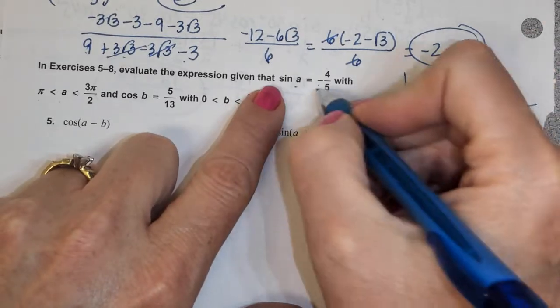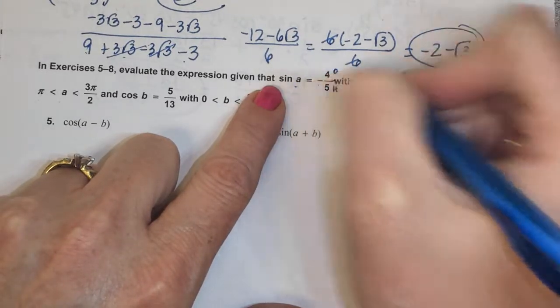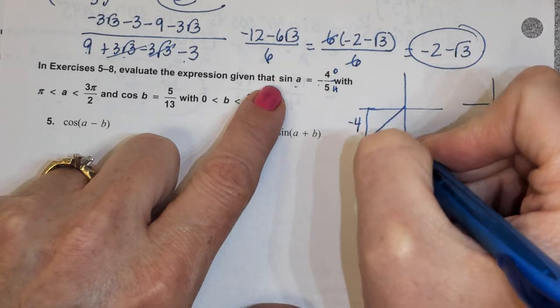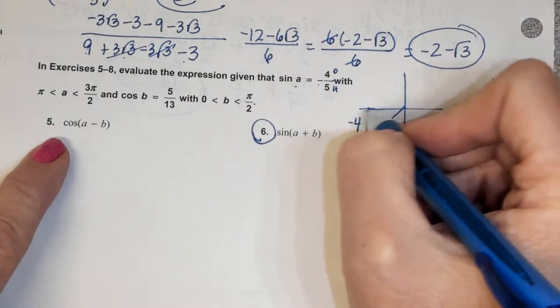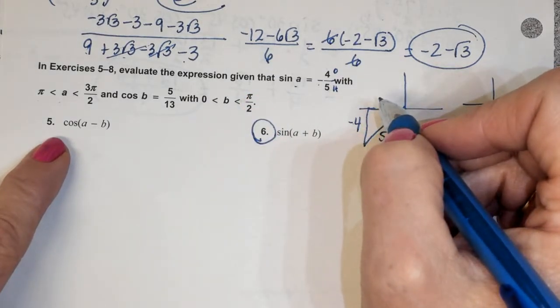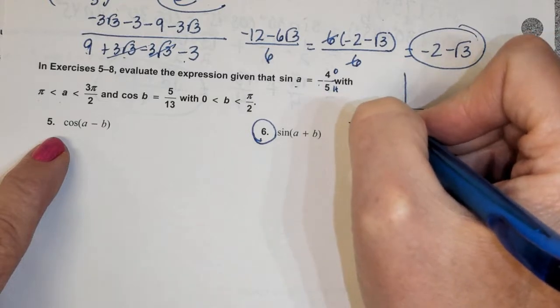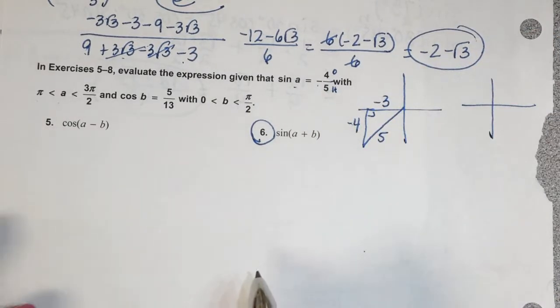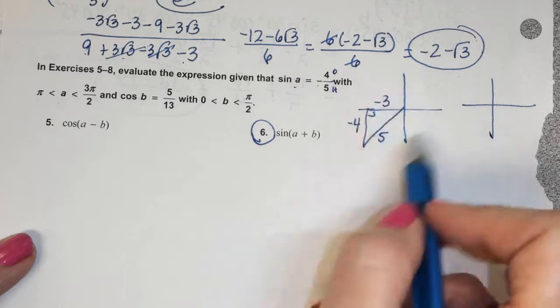I've got sine, which is opposite over hypotenuse. So this is negative 4, this is 5. What's the missing side going to be? 3. And is it positive or negative? So negative 3. All right, so we've got this triangle figured out.